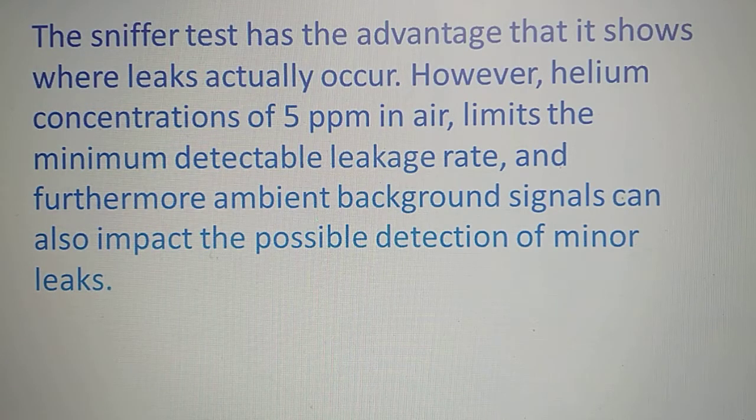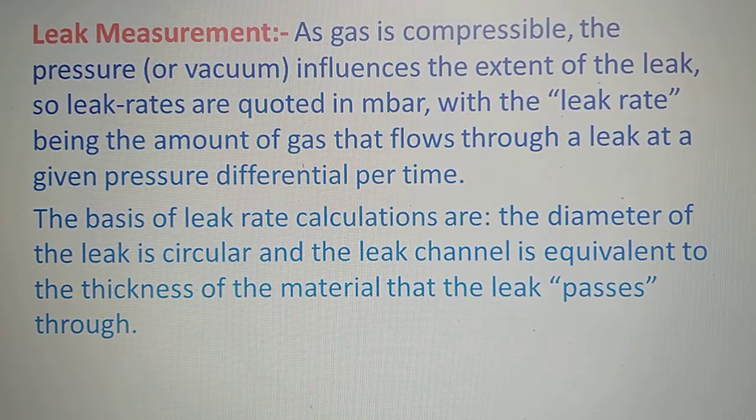However, the helium concentration of 5 ppm, 5 parts per million in air, limits the minimum detectable leakage rate. Furthermore, the ambient, surrounding background signals can also impact the possible detection of minor leaks, right? Now let's move to the next point, that is leak measurement. Leak detection is over now.